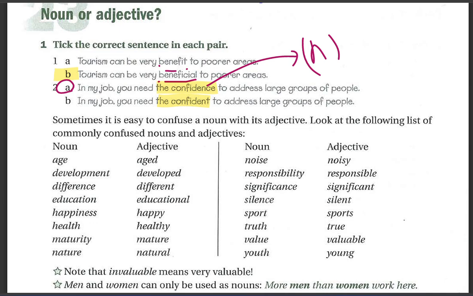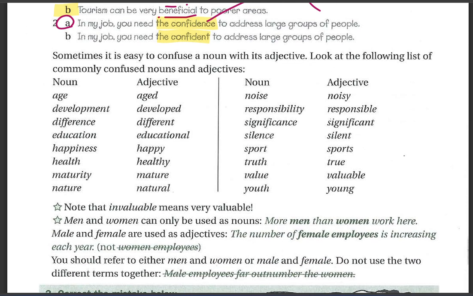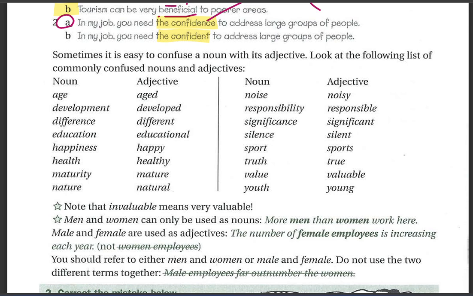So, let's see what this unit is going to teach us. Sometimes it is easy to confuse a noun with its adjective. Look at the following list of commonly confused nouns and adjectives. So, let's read them together. Age, aged. Development, developed.